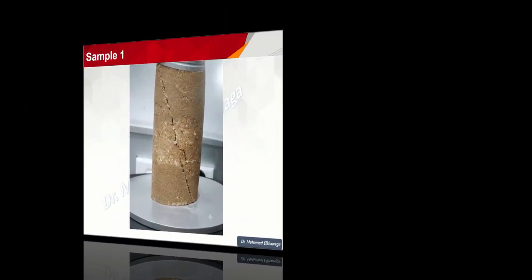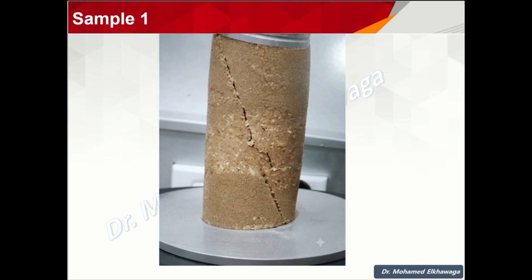Now, let's look at the first sample that we already showed earlier in the video. As you can see, a vertical load is applied to the rock specimen. As the load increases, the specimen fails by shear, forming the shear failure plane, which is shown by the dashed orange line. Now, let's identify each term shown in the figure.